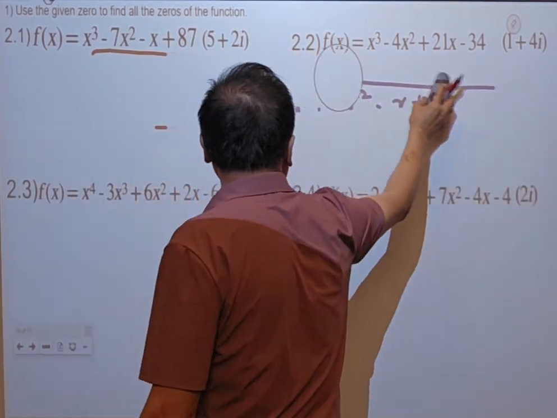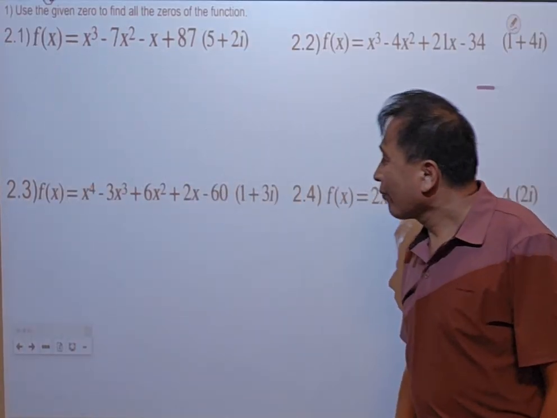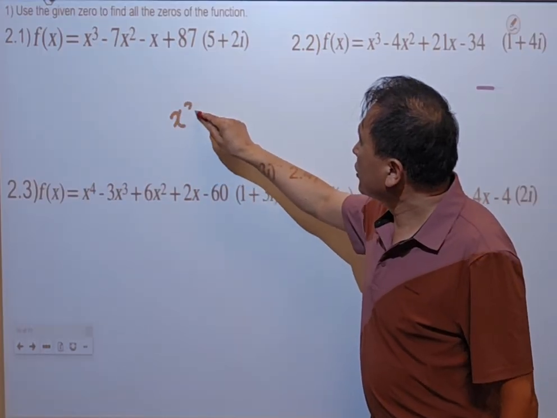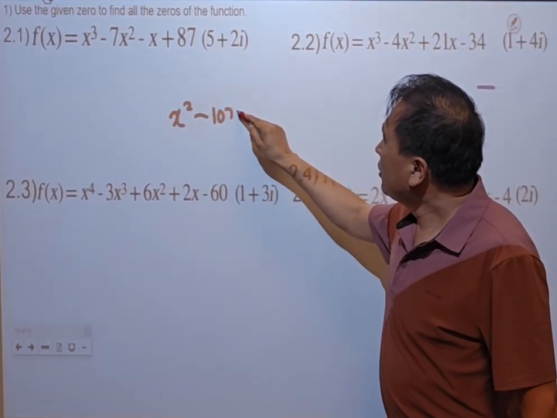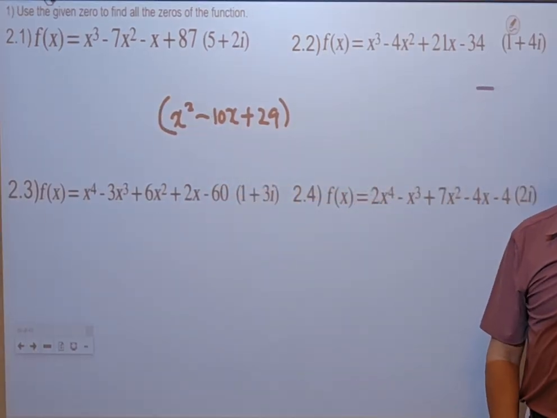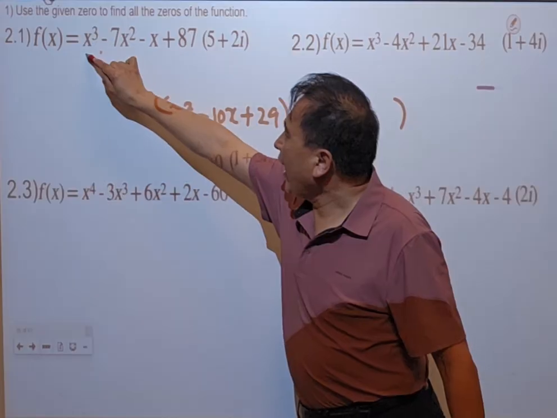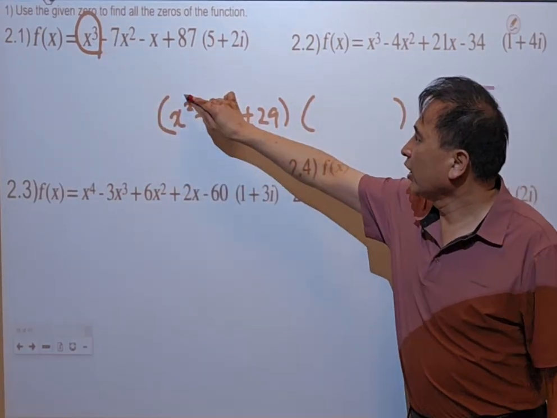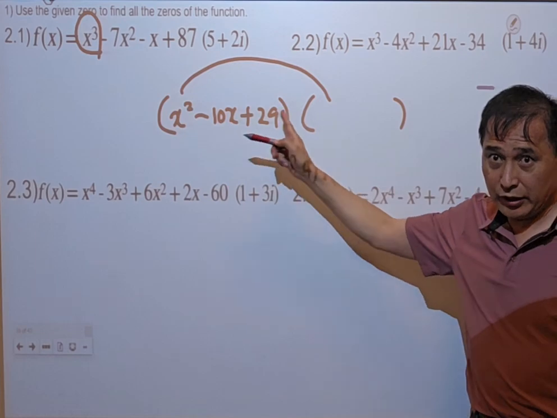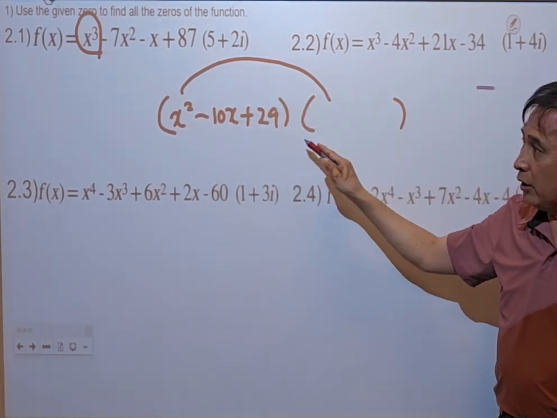But do you remember you can do this another way? I'm going to do this one the other way. So we found x squared minus 10x plus 29 as a factor, right? Then do you remember? To get x cubed, x squared times, this should be first degree. Since the product is third degree, then this should be first degree, right? That should be x.